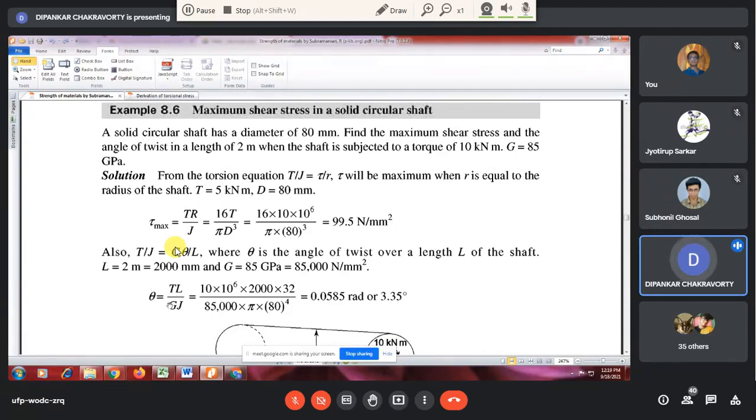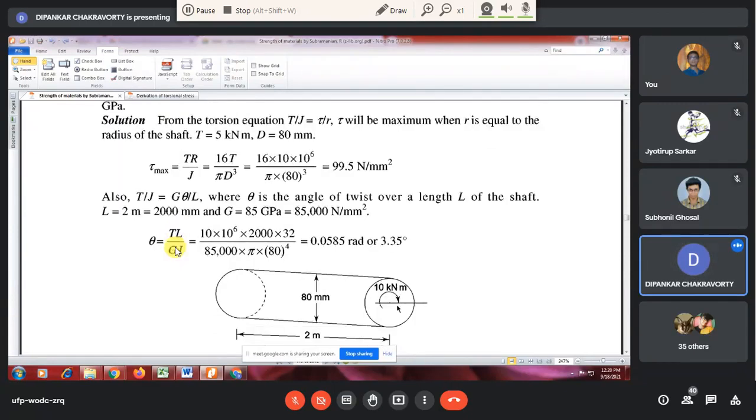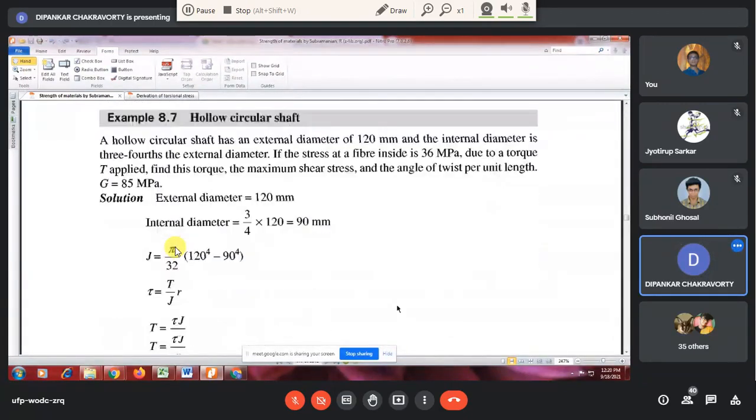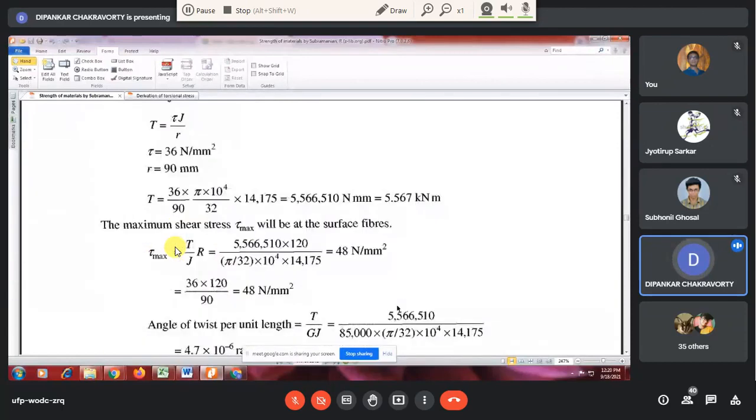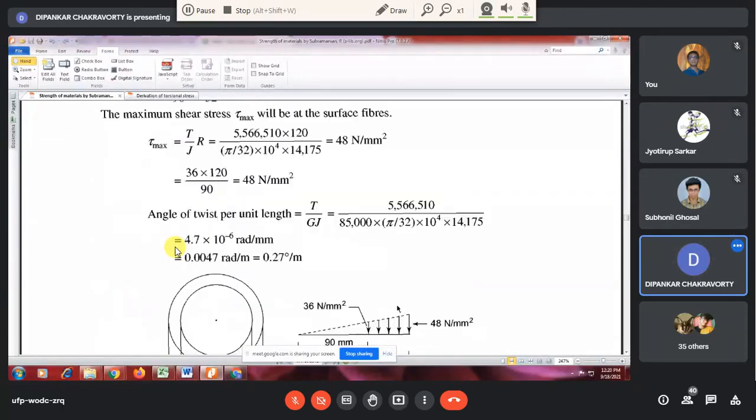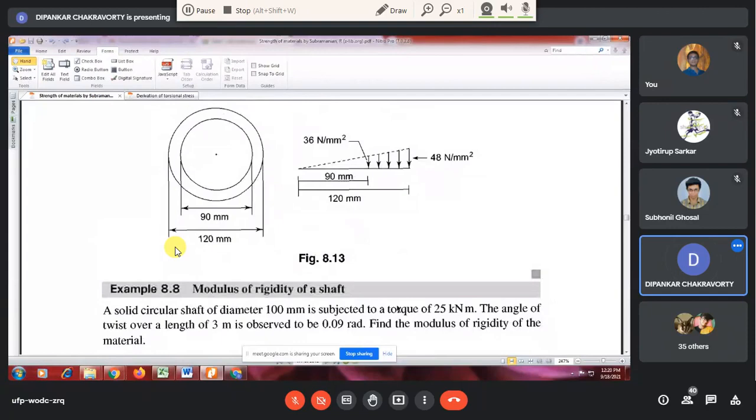So you can get the value of theta in radian, that you can convert to degree by multiplying with 180 by pi. Very simple problem, straightforward problem. This is also a very, very straightforward problem. No issue at all.